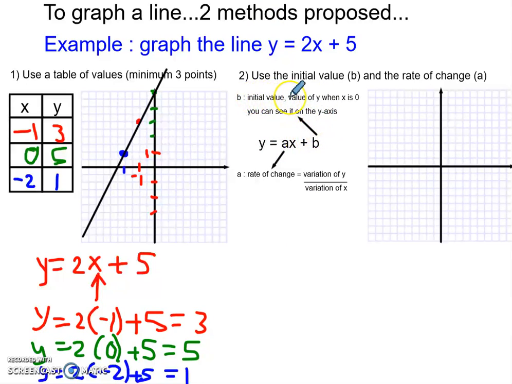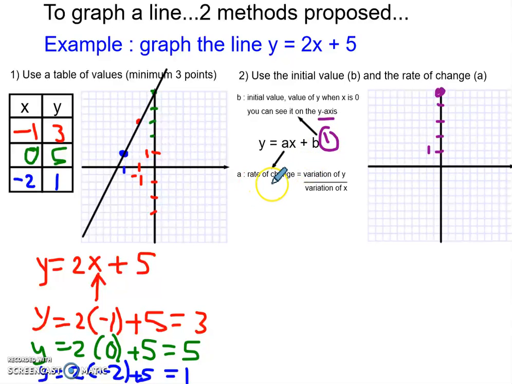It's your initial value. So that's the value of y when x is 0. You can see it on the y-axis. So I can go on my y-axis. I'm going to put my number 1, 2, 3, 4, 5. This is my initial value. I'm going to graph this. Step number 1, you graph your initial value.